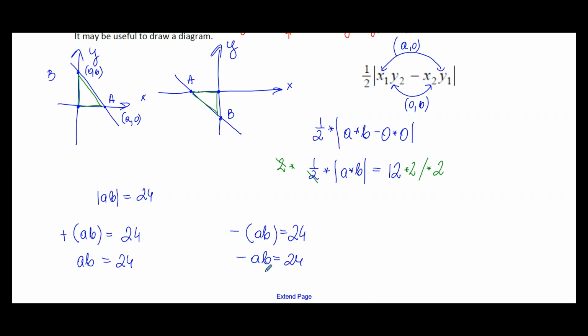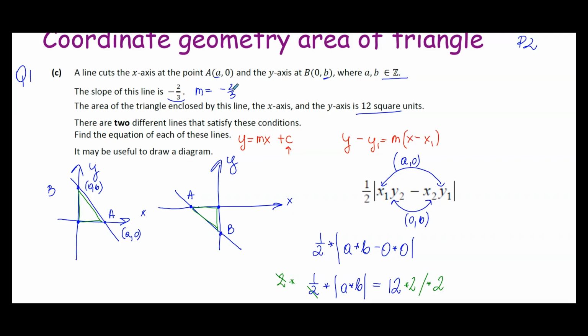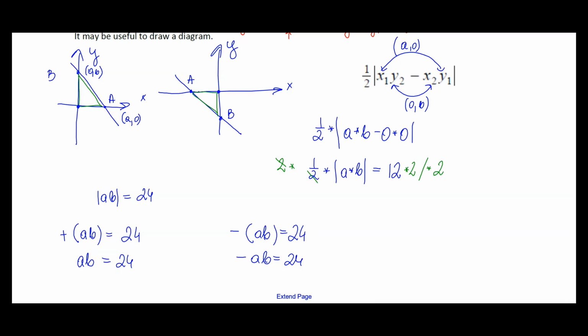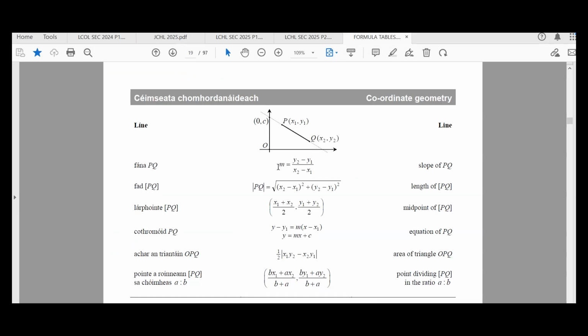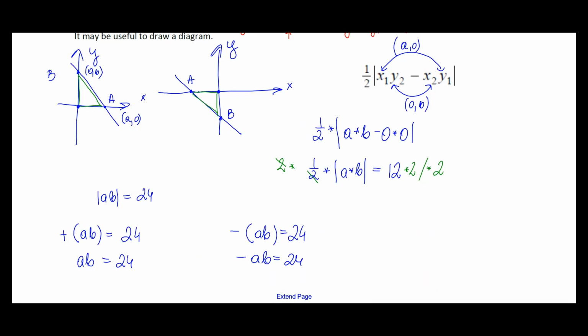Okay, but that's not enough. I need a second equation because I have two letters. I need two equations. So the second equation, the numerical value that they gave me, is a slope. So I'm saying, okay, how about the formula for the slope? Let's get that. So that's my formula for the slope here.